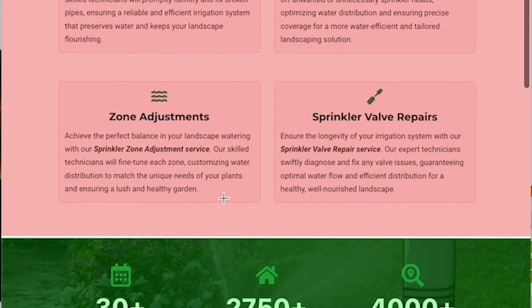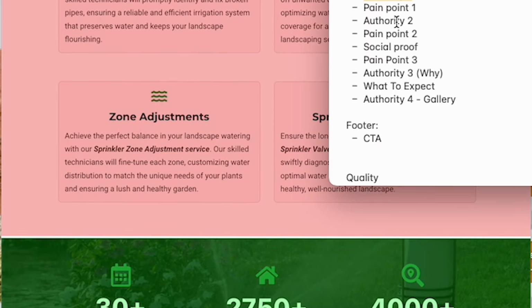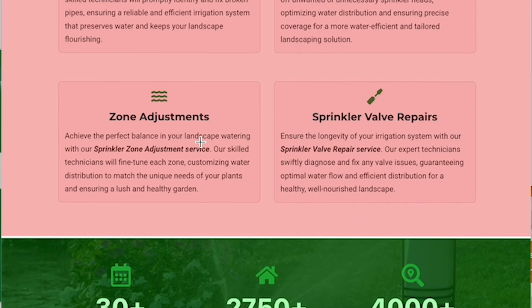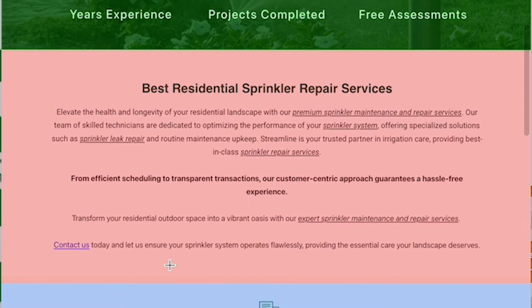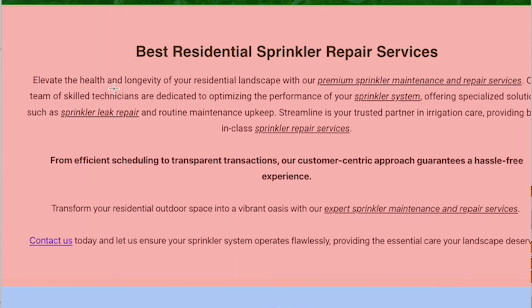So right after this first pain point, we're going to start getting into authority 2, followed by pain point 2. Now we're reminding them that, hey, we're the right guys for this problem. We have 30 years experience. We've done this many projects. We've done this many free assessments. And then we're going to circle back to their pain point, touching on the best residential sprinkler repair services, and start talking about their pain point again to remind them, hey, we're the right people, and here's the problem that you need fixed.